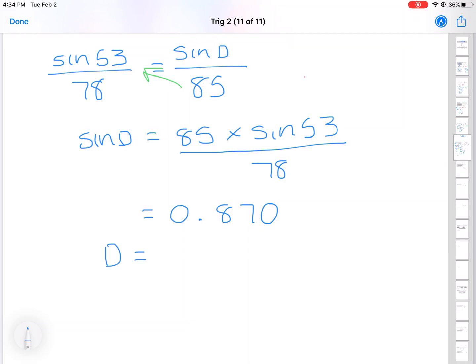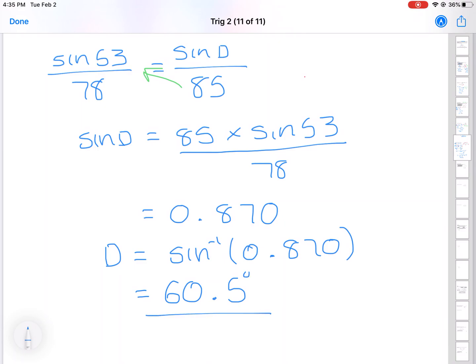Now, last thing to do then is to take sine minus 1 of 0.870. When we do that, we end up with an angle of 60.5 degrees to 1 decimal place.